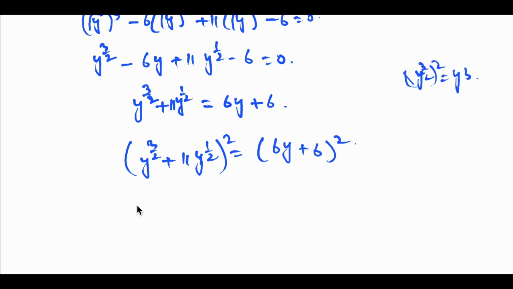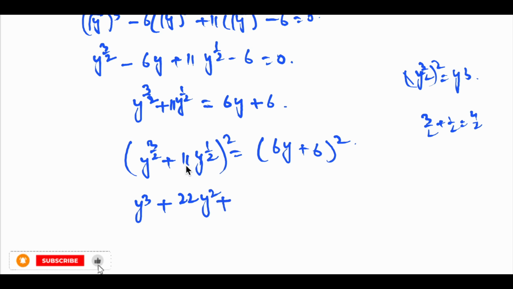Then y cubed plus the product of these two, twice. Twice 11 is 22, and when y power 3 over 2 and y power 1 over 2 multiply, the powers add, so 3 over 2 plus 1 over 2 becomes 4 over 2, or 2. So it's 22y squared. And plus 11 squared is 121, y power 1 over 2 squared is y. This must be equal to the square of 6y, which is 36y squared, plus the product of these two, twice, which is 72y, and plus 36 is equal to 0.